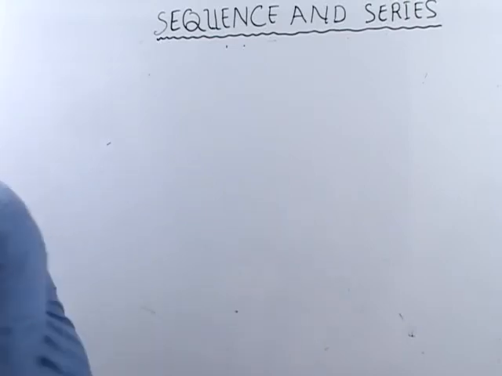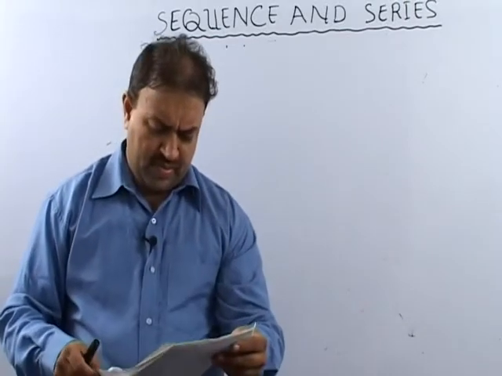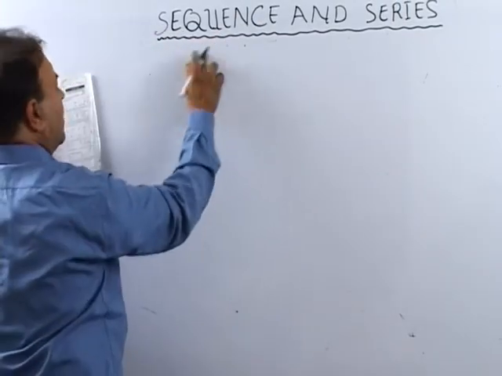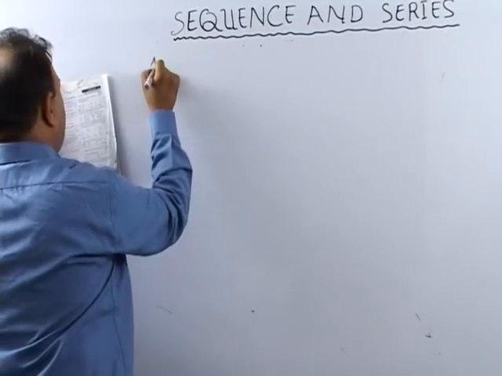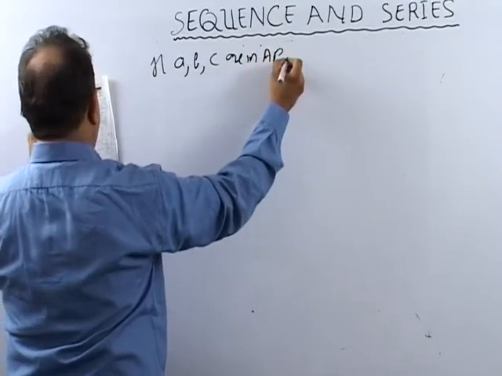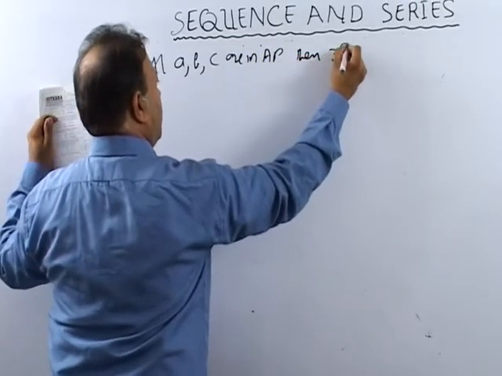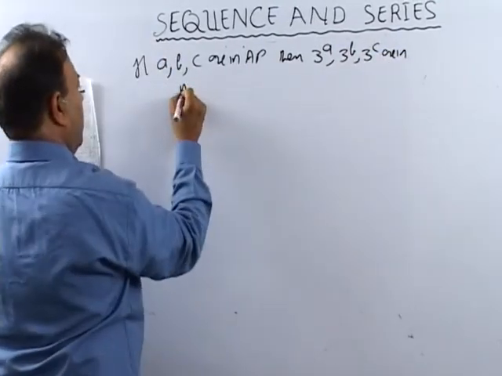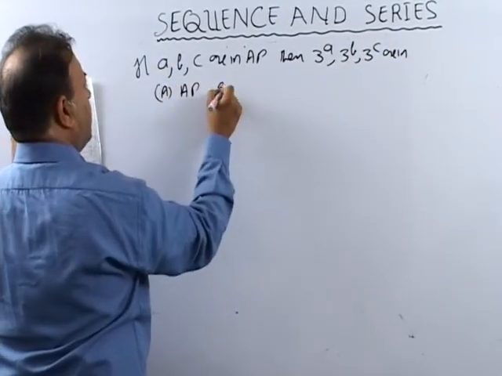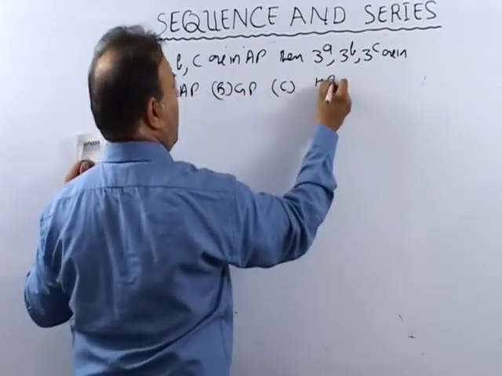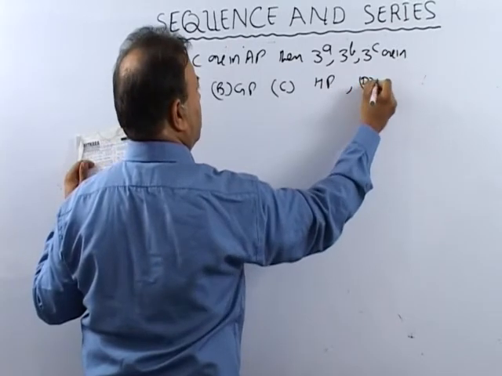The next problem is again from my own, to understand the points and their use. If A, B, C are in AP, then 3 to the power A, 3 to the power B, 3 to the power C are in what? A part it is AP, B part it is GP, C part it comes out to be HP, and the D part it comes out to be none of these.